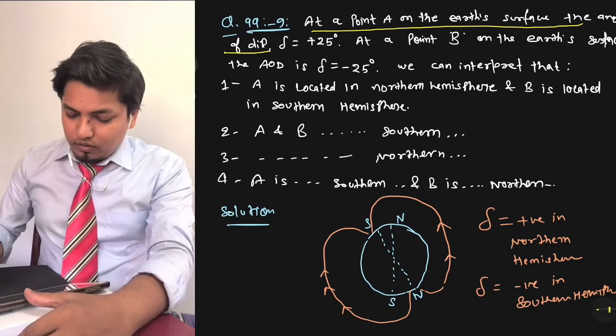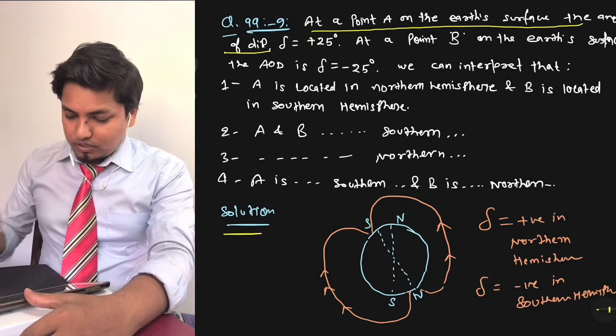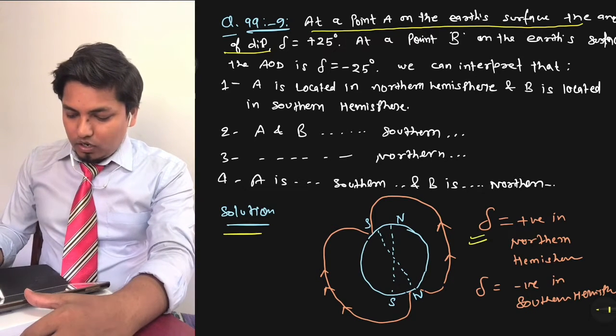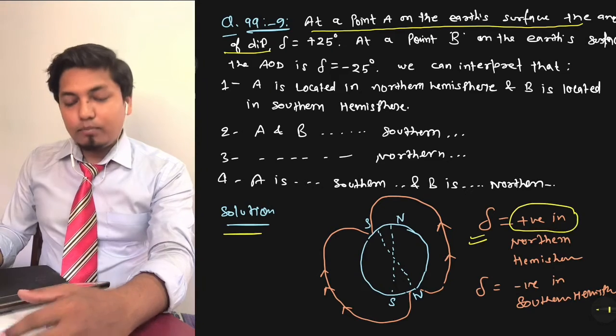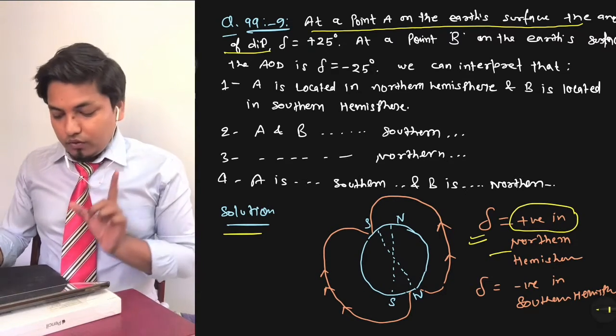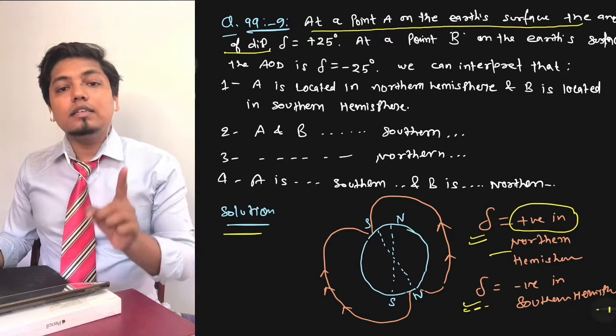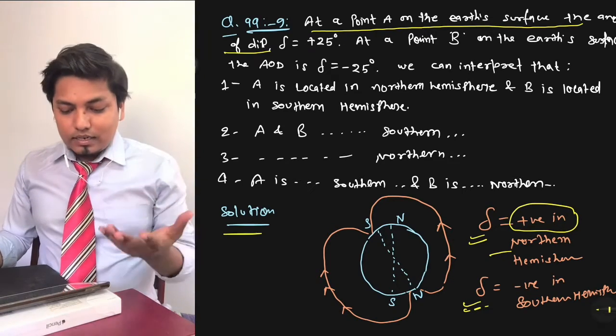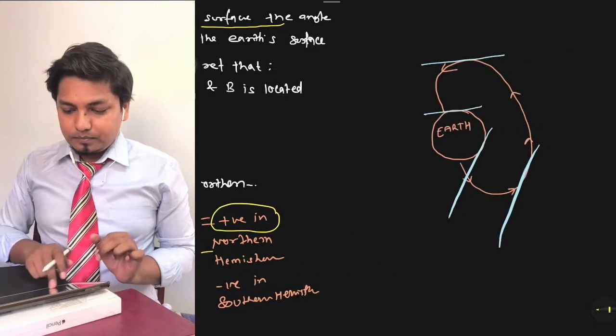First thing, for extra knowledge, you must understand: if your angle of dip is positive, then the point is definitely in the northern hemisphere, and if your angle of dip is negative, then it is in the southern hemisphere. Let's understand, then I will read the question again.